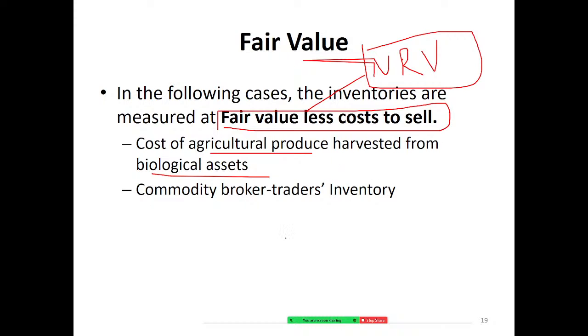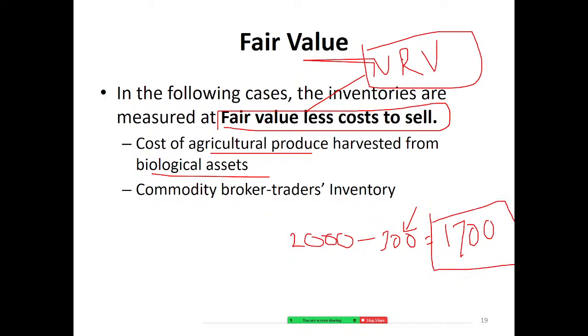Say for example, 2000 a bag of paddy. To sell this paddy at 2000, it needs 300 rupees drying cost. So what is the fair value here? 1700. That is the value. So we record the paddy per bag as inventory at 1700.